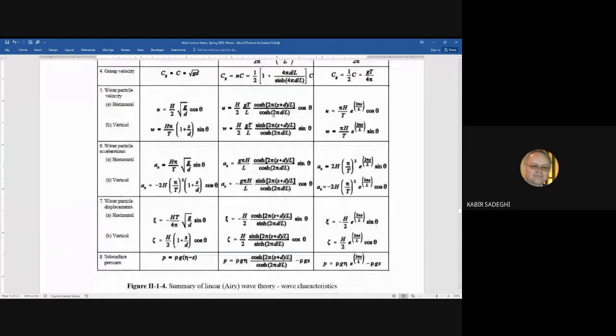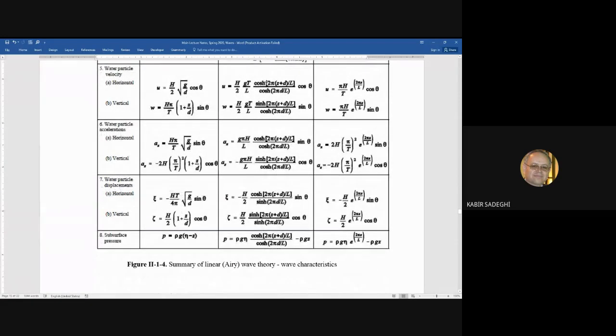This is cosine hyperbolic of some value. This cosine and this cosine are different. This is the normal cosine, and this is cosine hyperbolic. This is theta, this is not theta. This theta depends on x and time, x and t: the location on the surface or on the Cartesian coordinates, and time.